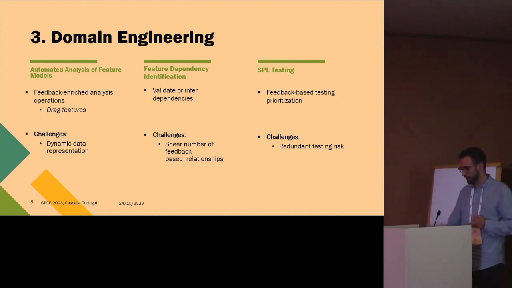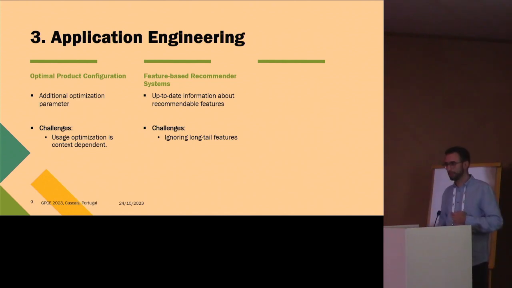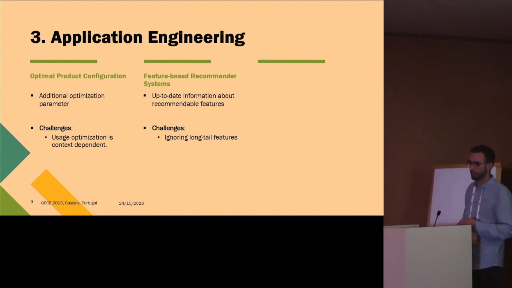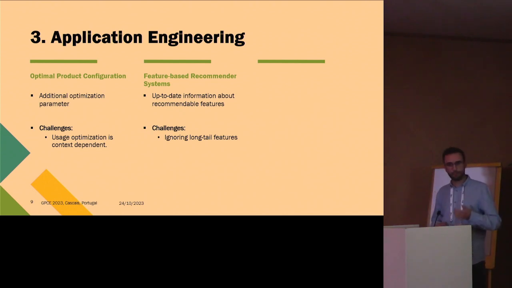So if we move to application engineering, here we identified two different activities that could be enriched or improved through implicit feedback. First, we have optimal product configuration, that is generating a whole product that is optimal for our optimization function. For example, making a product that maximizes the performance while minimizing the consumption. So here we think that implicit feedback can be used as an additional optimization parameter, where you could try to maximize the usage of particular features or the whole product.